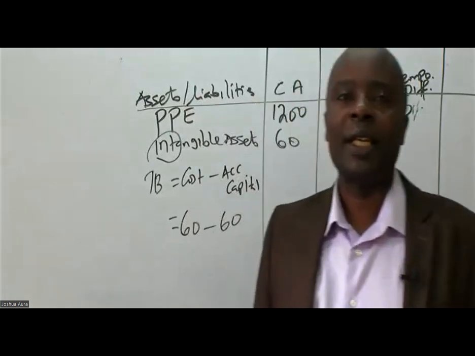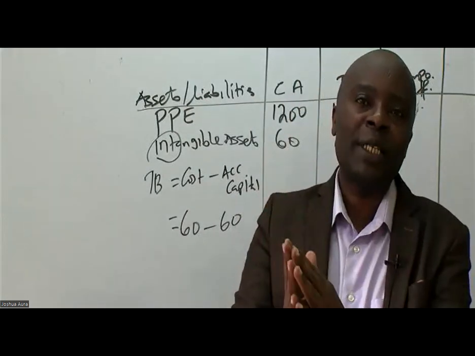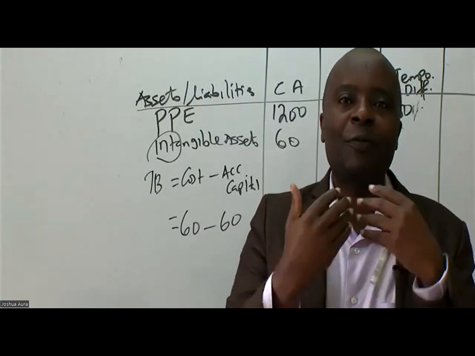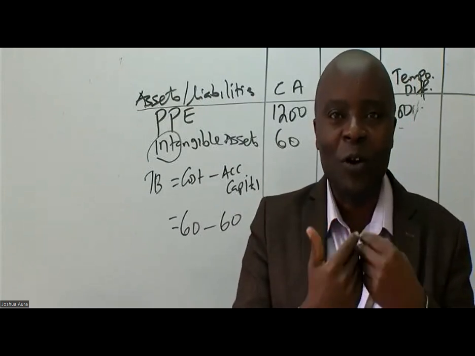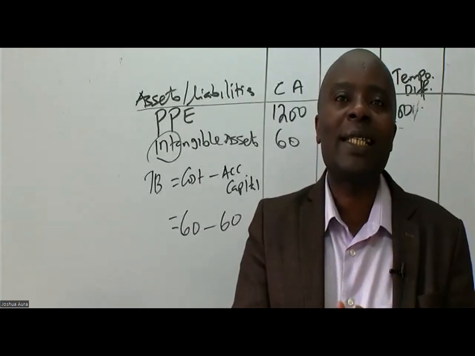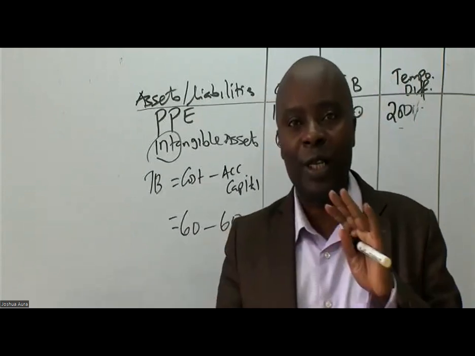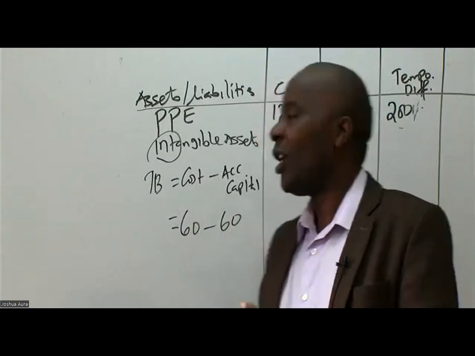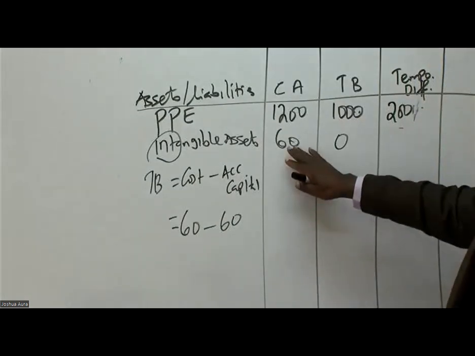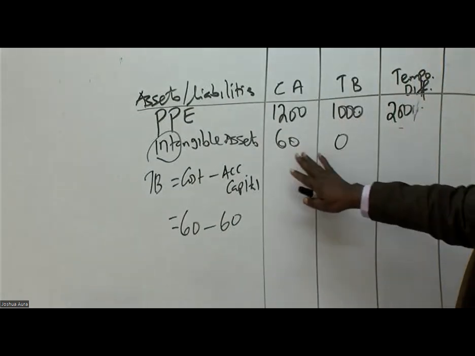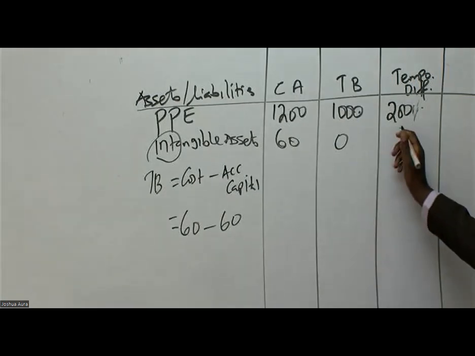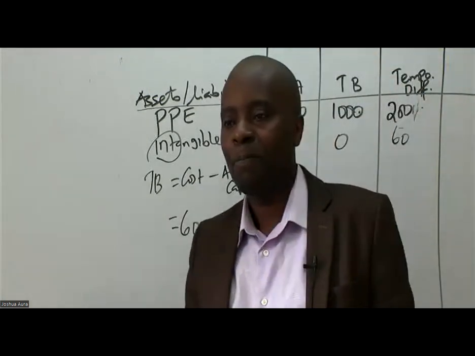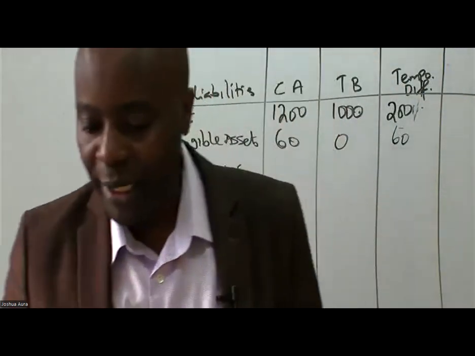So from the taxman's perspective, the asset is supposed to be valued at 0, and from the accountant's perspective, when we are doing our balance sheet, we are valuing this asset at 60. So there is a temporary difference, and at the end of the day, it must be corrected. The temporary difference is carrying amount minus the tax base. So 60 minus 0 gives me 60. Great. Let's go to the next item.